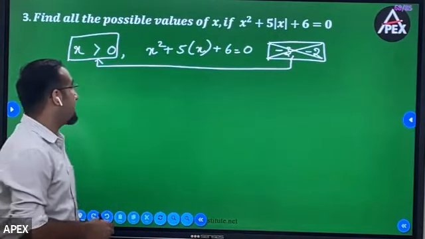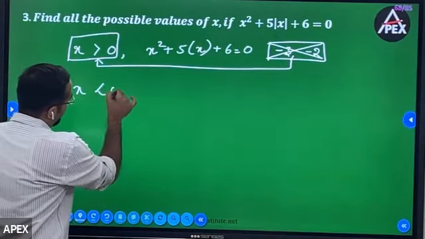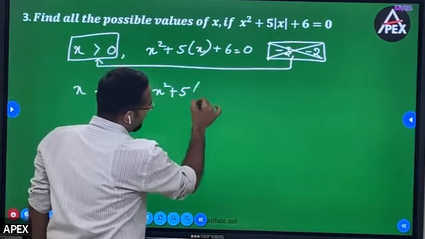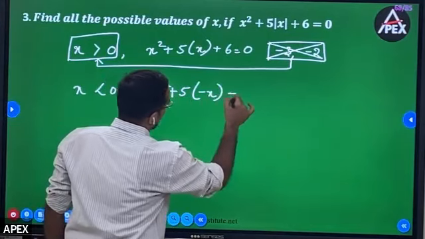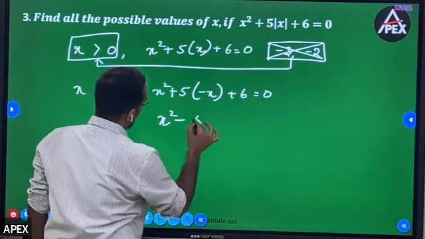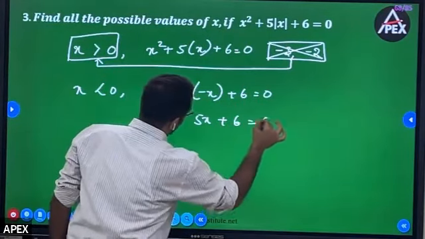Clear? Right. Now, same thing with the other side. If x is less than 0, I go with x square, mod x will become minus x, plus 6 is equal to 0. So in short, what do I have? I have x square minus x plus 6 is equal to 0.